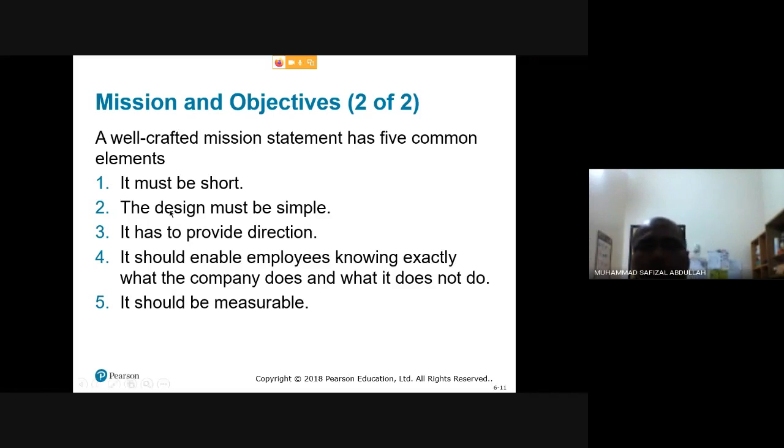And then number three, it has to provide direction, and this is very important. For example, we want to be a market leader. See? That is a statement of direction. When you say market leader, what does it mean? It means that you want to be the best in your industry, the top dog, the supreme player in your industry.